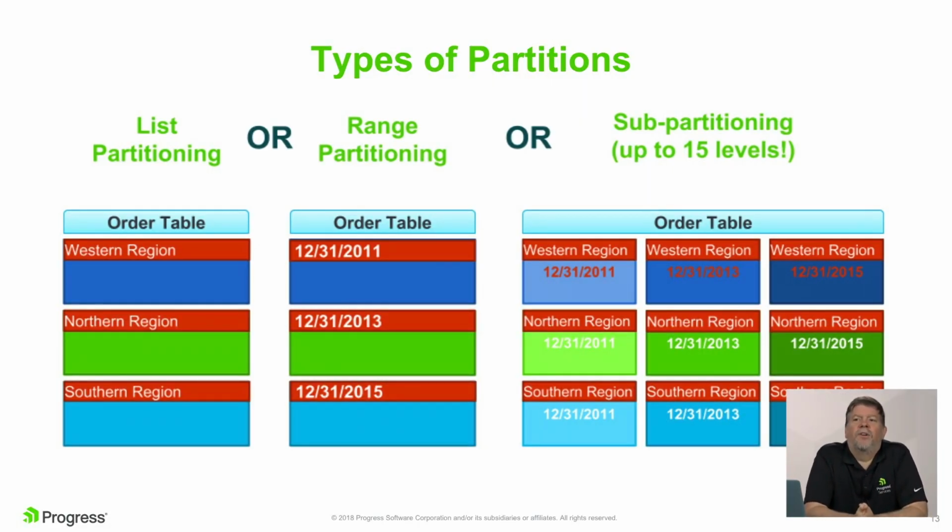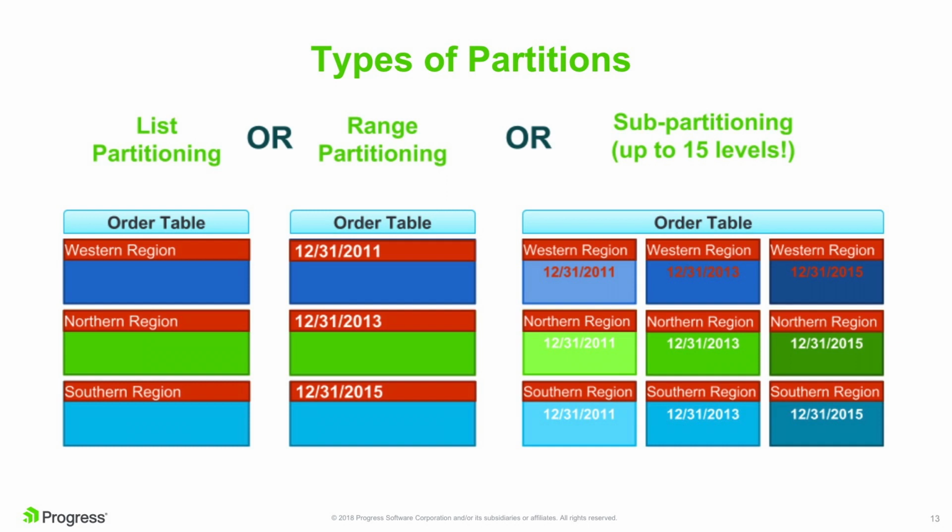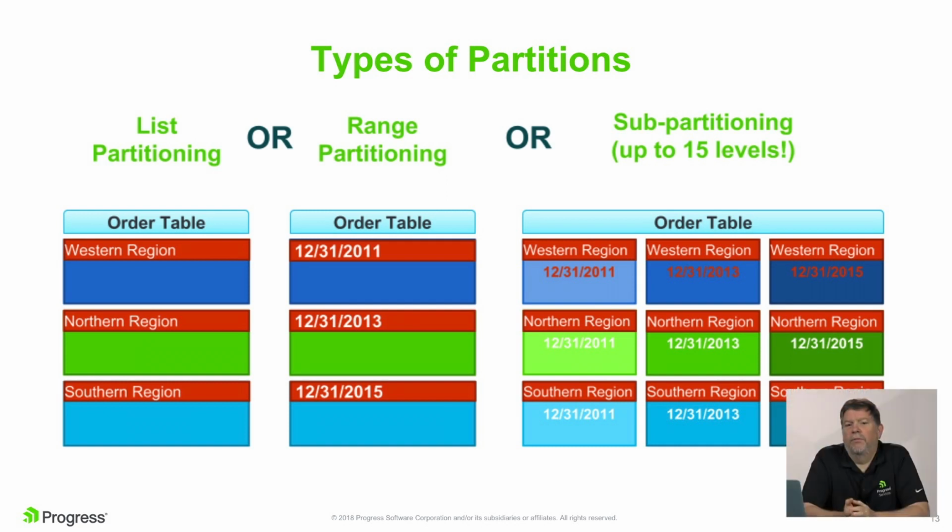So some types of partitions. We have a list partition. The example that's in this one shows different regions. So I have a western region, I have a northern region, I have a southern region. If you want to think of it, lines of business, retail, wholesale. I have ranges. Of course, you see the examples in here is based on order date. So is it in the 2011 grouping, 2013 grouping, 2015 grouping.